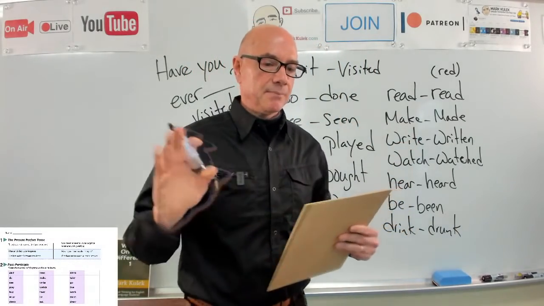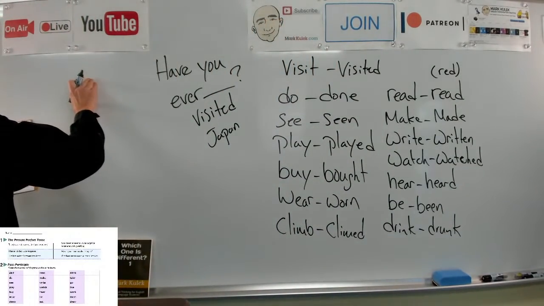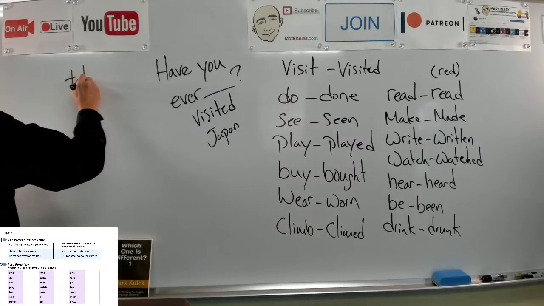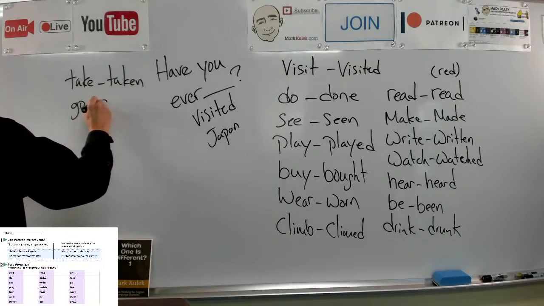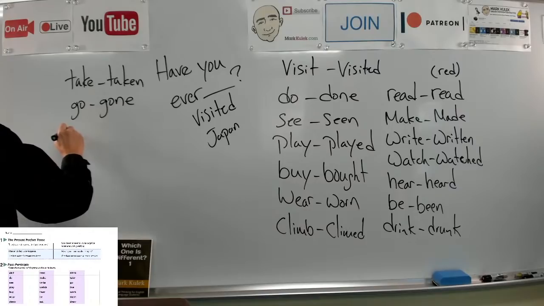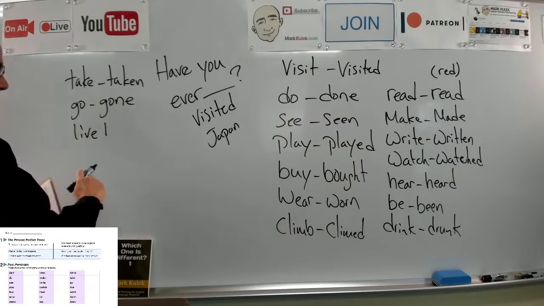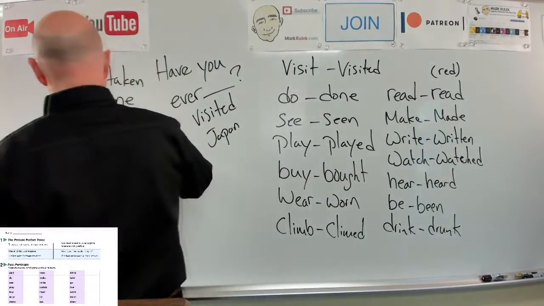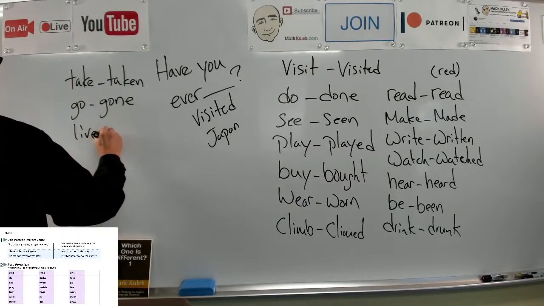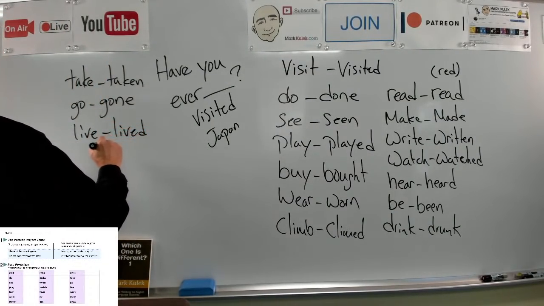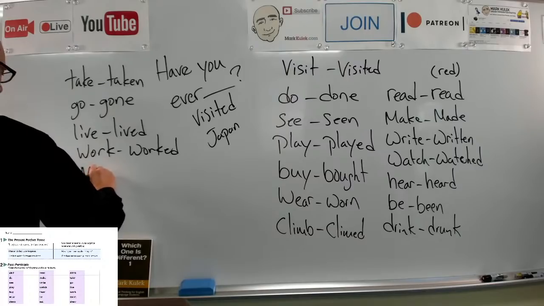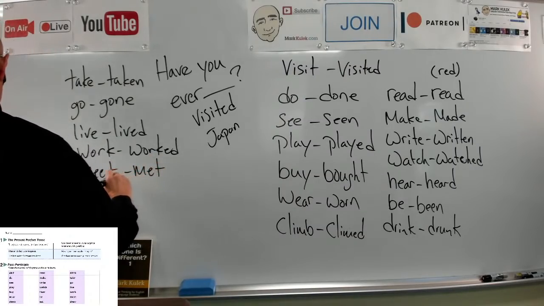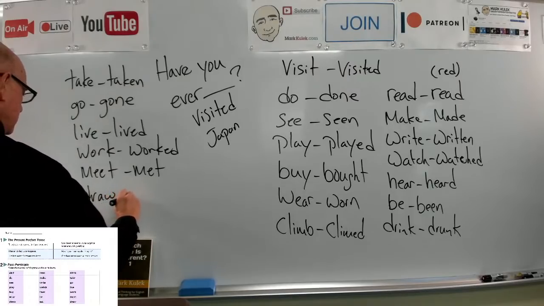Okay, running out of space. I'm going to go over here. Okay, take, taken, go, gone. Live is regular, so we just add the ed. Lived, live, lived. Work, worked. That's another regular verb. Just add the ed, worked. Meet, met, draw, drawn.